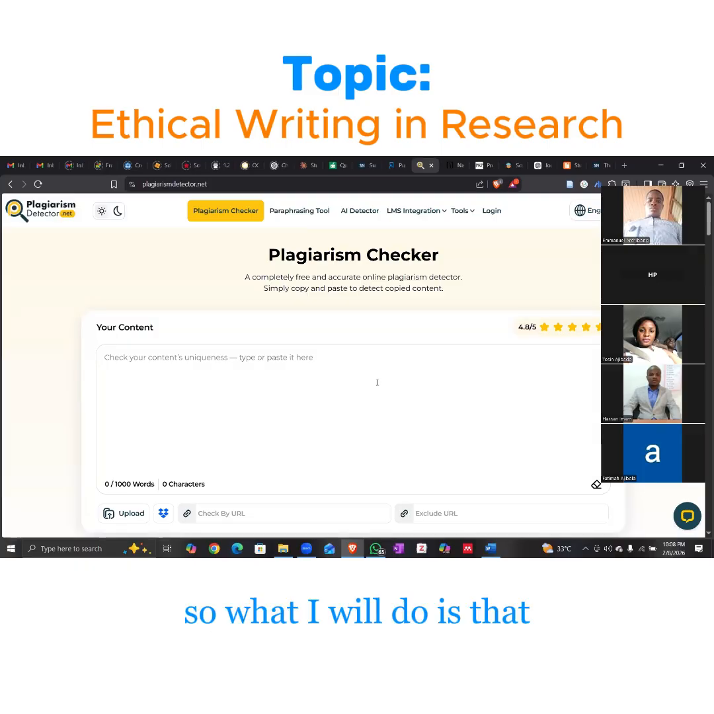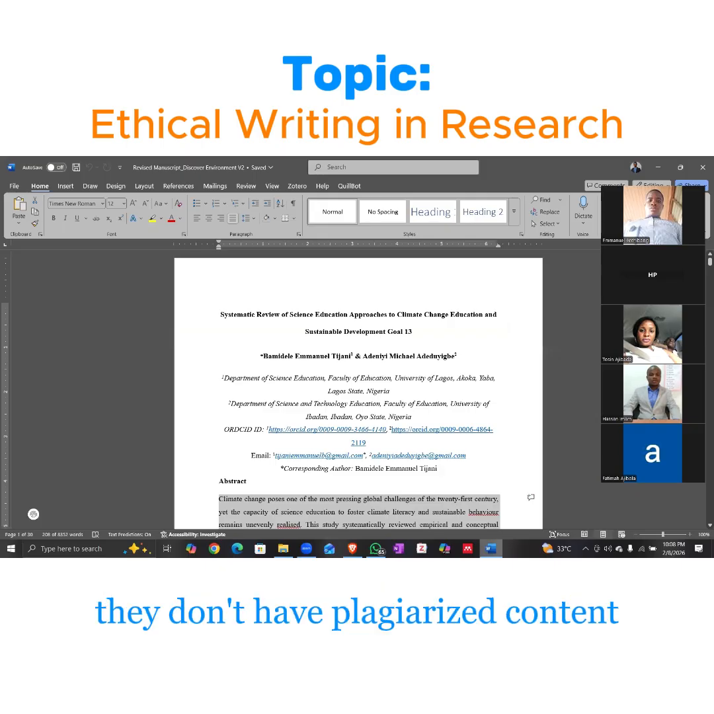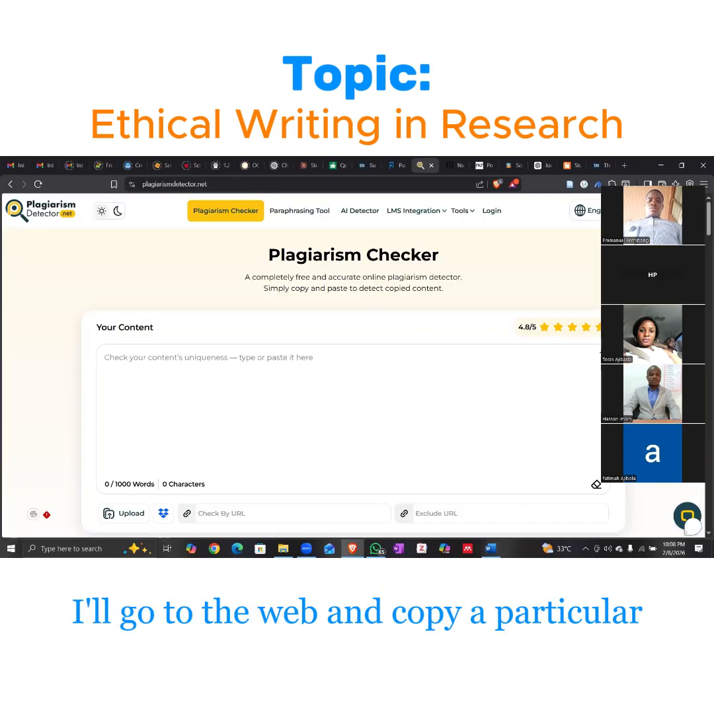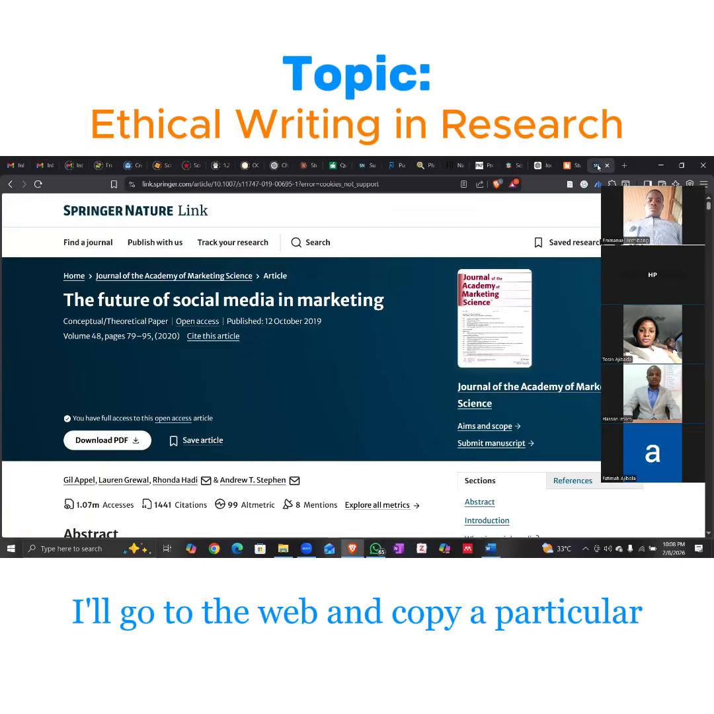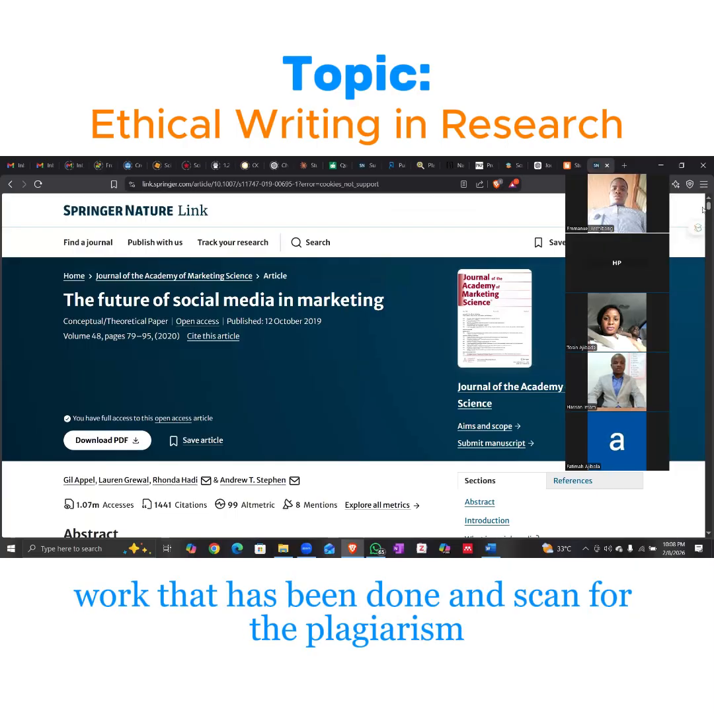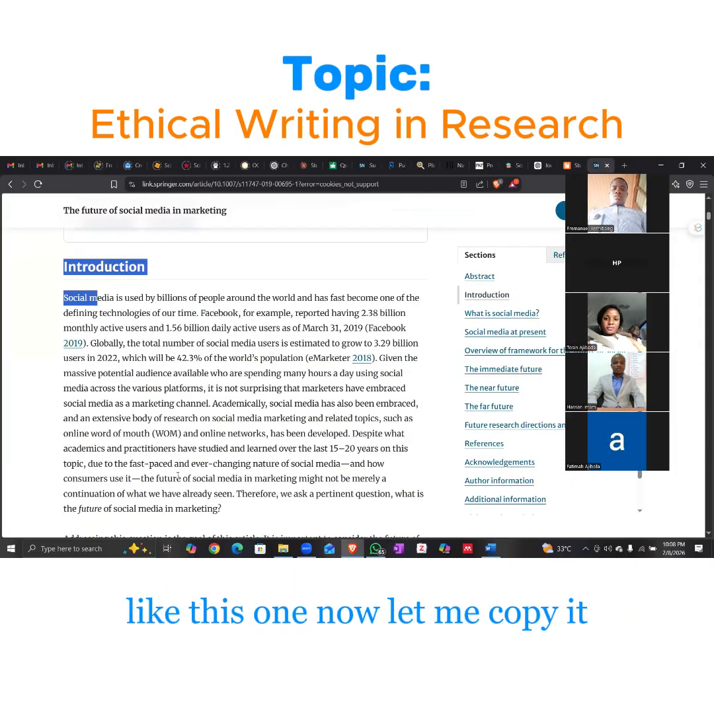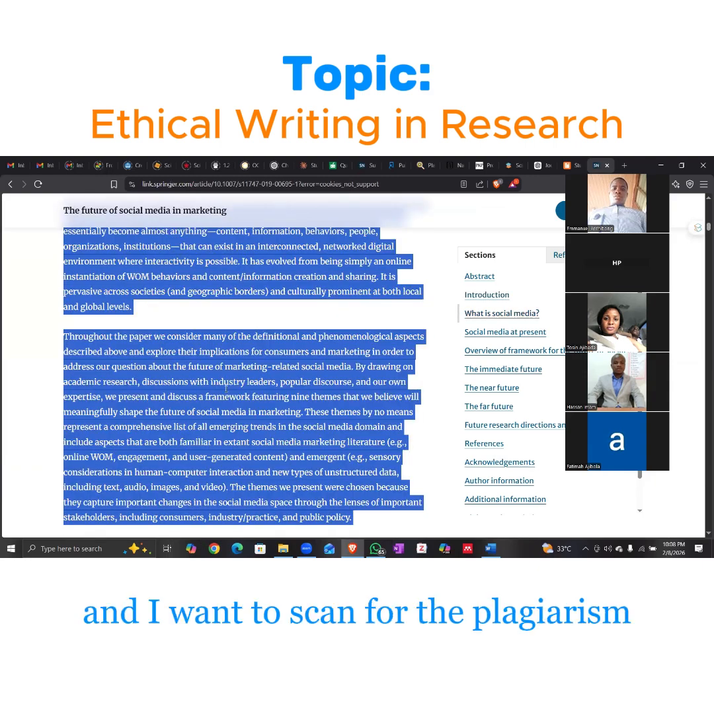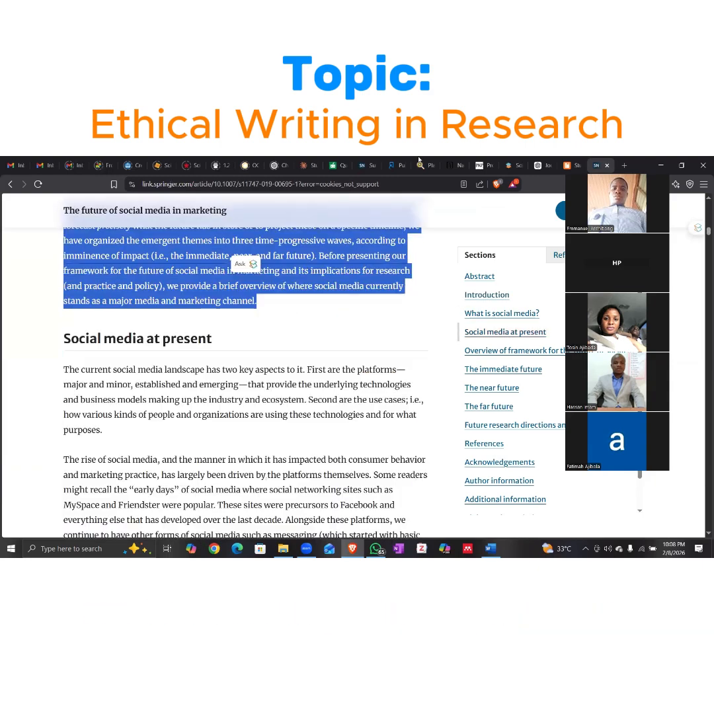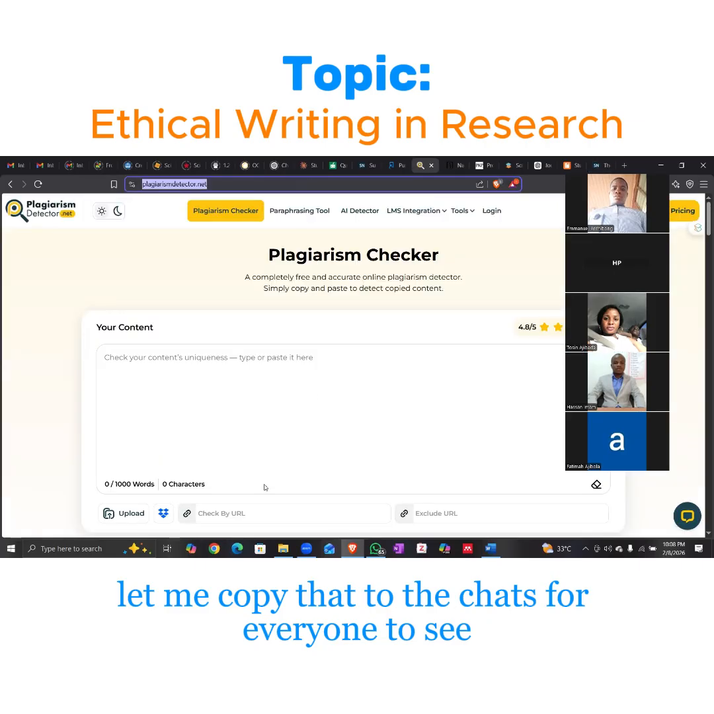So what I will do is that I'm not going to use the paper I have here, because all these papers that you are seeing here don't have plagiarized content. I'll go to the web and copy the particular work that has been done and scan for plagiarism. Like this one, let me copy it. Let's assume this is the paper I've written and I want to scan for plagiarism. So I'll come to plagiarismdetector.net. Let me copy that to the chat for everyone to see.